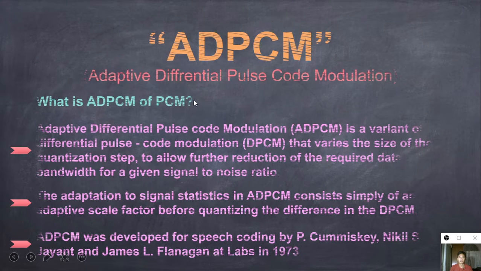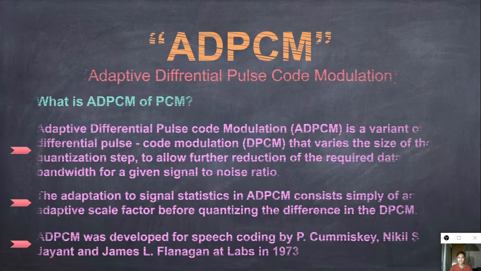In this presentation, we will talk about ADPCM, which means Adaptive Differential Pulse Code Modulation. So what is ADPCM? Adaptive Differential Pulse Code Modulation, or ADPCM, is a variant of Differential Pulse Code Modulation (DPCM) that varies the size of the quantization step to allow further reduction of the required data bandwidth for a given signal-to-noise ratio.